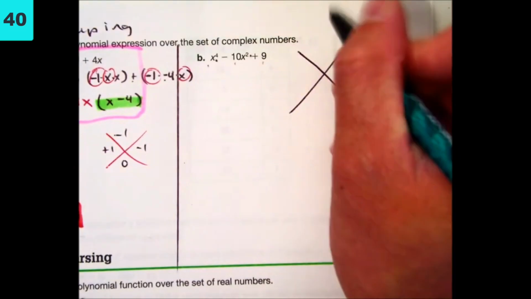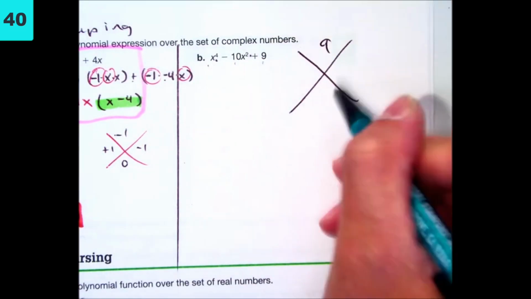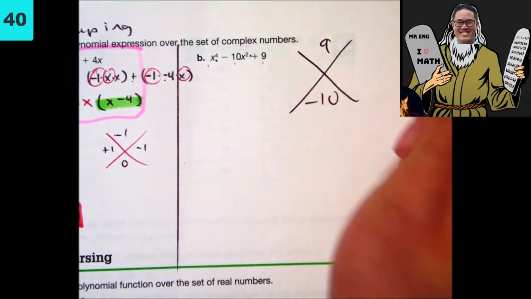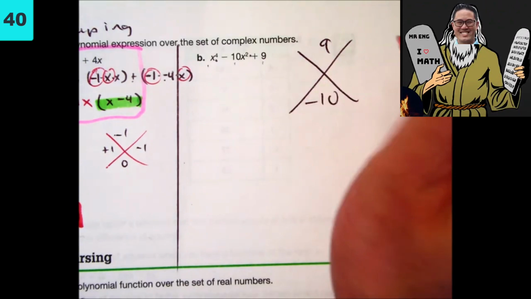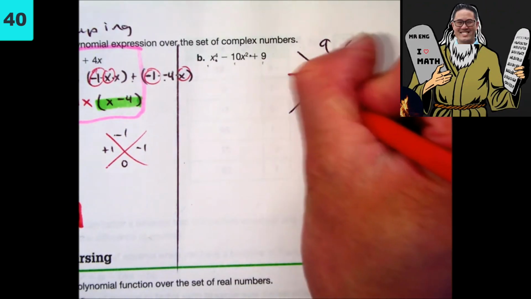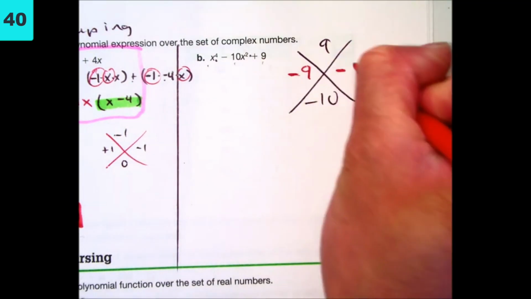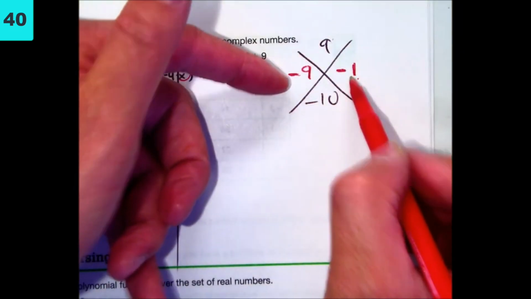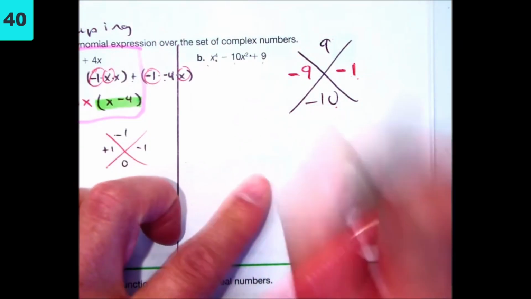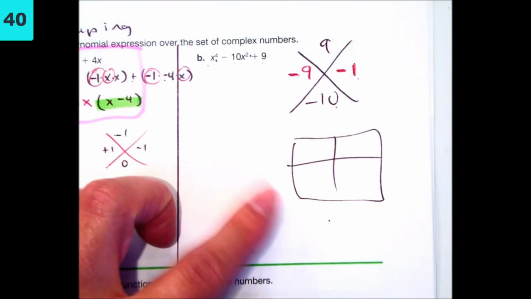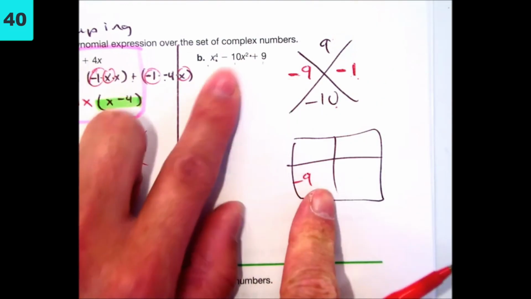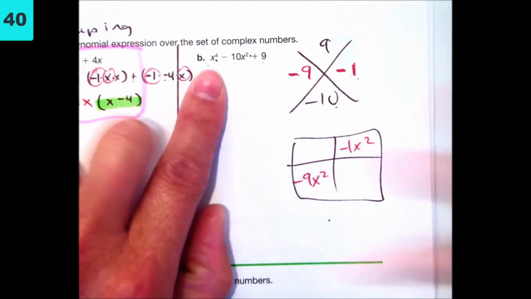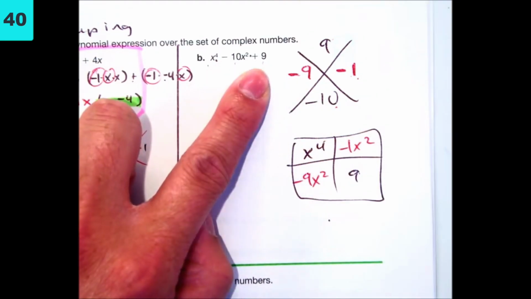A times c. B value. 2 numbers that multiply to be positive 9 but add to be negative 10. Negative 9? Negative 1. Negative times a negative is a positive. Negative plus a negative is a negative. Put it in the box. Negative 9, what? X squared. Negative 1, x squared. X to the 4th. I have a 9.